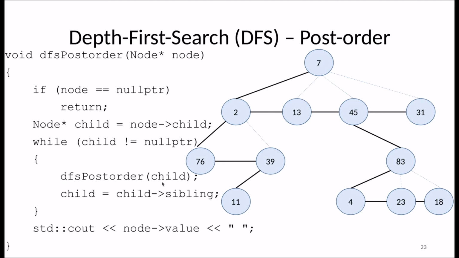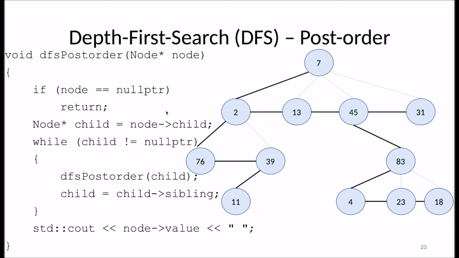Now I back up from the function call of 11, get the next sibling of 11, which is null. So I stop this. And this was the child of 39. So the node was 39 and the child that I passed in 11. So 11 doesn't have a next sibling. So then I output the node value 39. I back up to the node of 2.